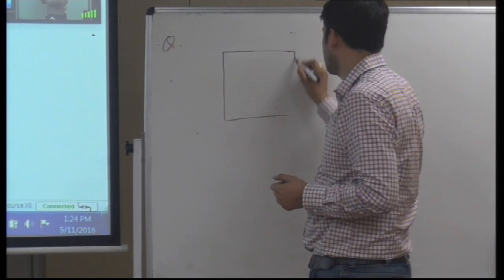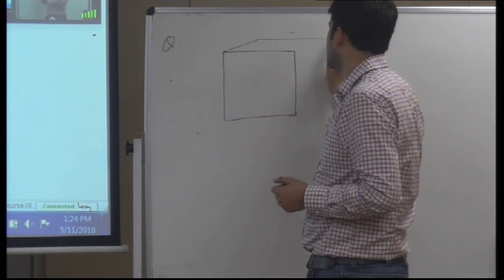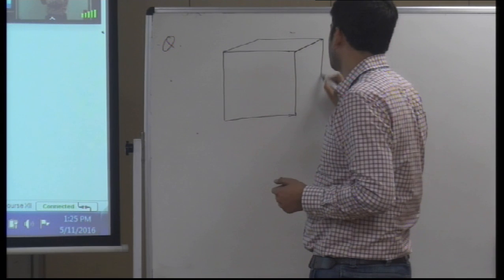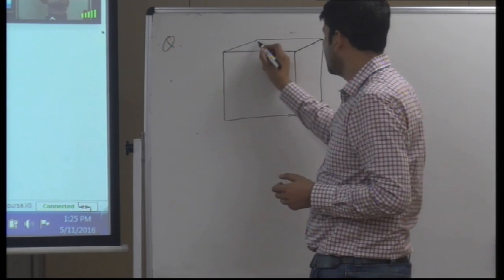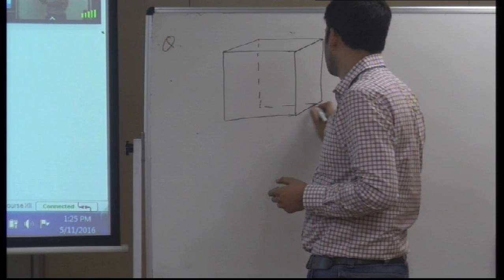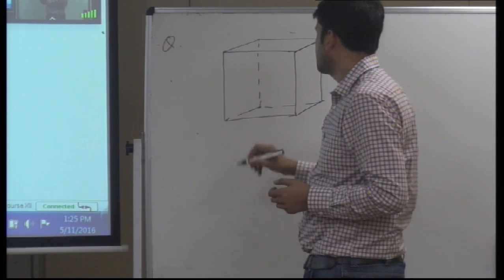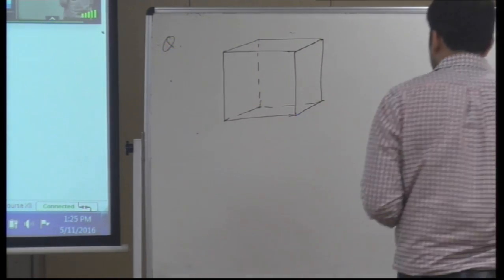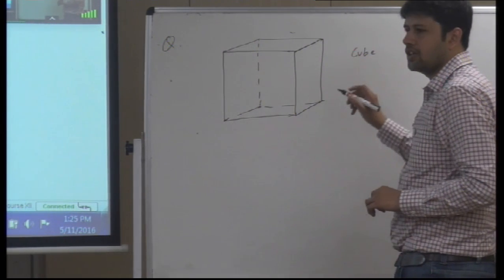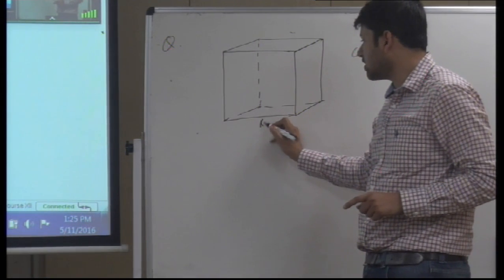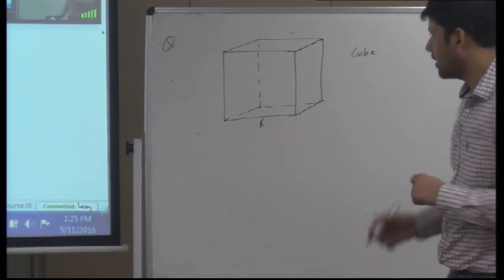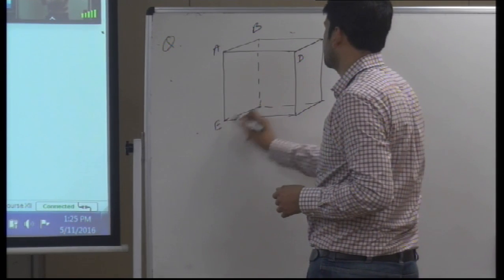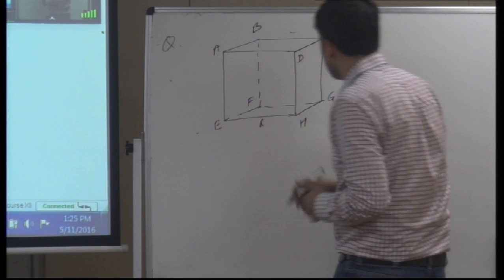This is what? A cube. Okay. Cube made up of wires. It is a cube made up of wires. And each wire has resistance R. Each wire has resistance R. Let me mark the corners. Okay. These are the corners.